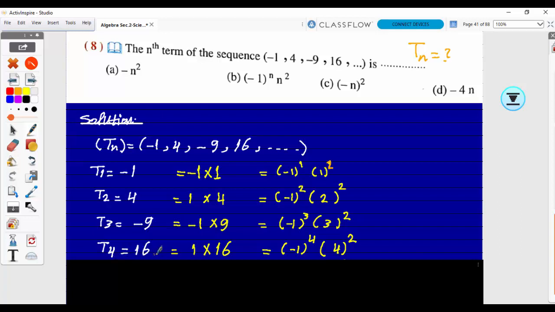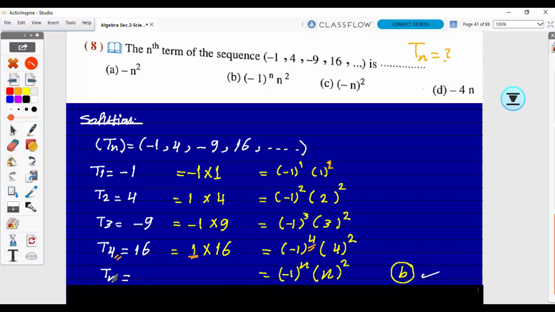T4 equals 16. What is the value of 16? It is 1 multiply 16. What is the value of 1? It is negative 1 power 4. Notice that 4 is the order of the term here. Multiply 4 power 2, n power 2. So when we say Tn equals negative 1 power n, multiply n power 2, the solution will be in letter B.